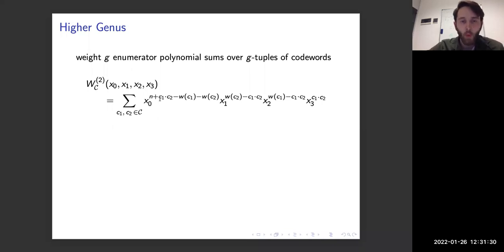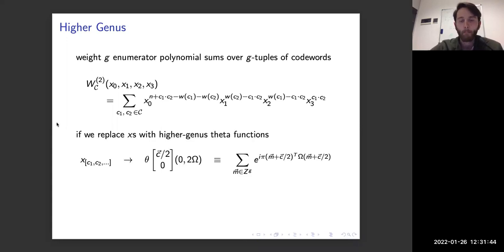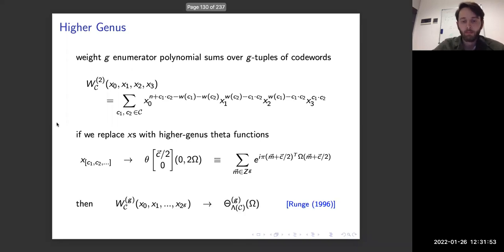And here I just wrote the genus 2 version because the higher genus generalization is more complicated. Basically, there's no obvious way to take a dot product of 3 different code words. So the way we do it in the paper is we use the logical and symbol, but yeah, the genus 2 version is much simpler. And now we want to do something directly analogous to before. We want to replace all of the code variables with these higher genus theta functions. And we find a result that the higher weight enumerator polynomial is related to the higher genus lattice theta function.